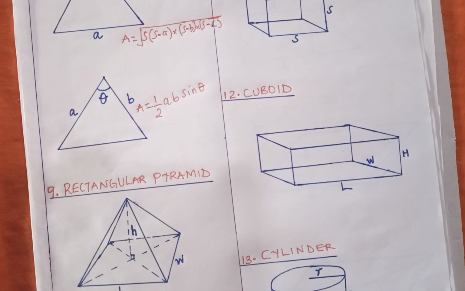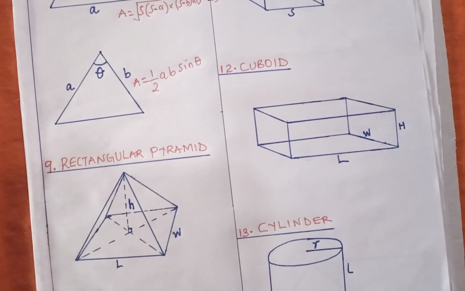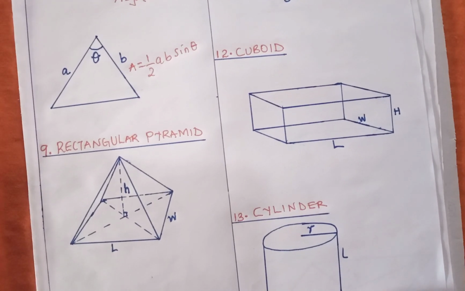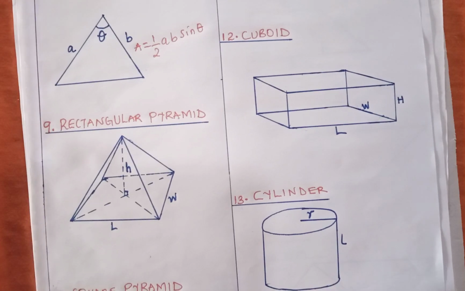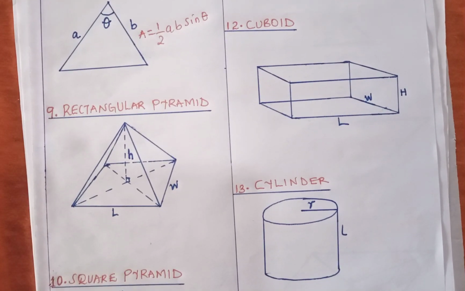Those are the three formulae that you can use to work out the area of triangles. The next one is a rectangular pyramid. In this case, under the base we have length times width. It simply means that the measurement for length is different from the measurement of width. That's why it is called a rectangular pyramid.